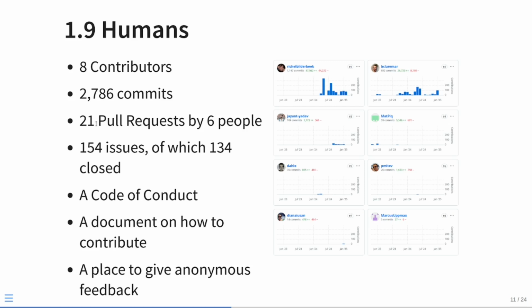We use it actively, so we use issues. We also have a code of conduct and a document on how to contribute so that people can predict if their work will be accepted if they make a pull request. And we have this place to give anonymous feedback. So that's the human aspect.